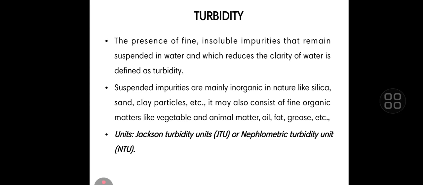Next one is turbidity. Turbidity is the reduction of clarity of natural water due to the presence of finely divided insoluble impurities suspended in the water. Its inorganic sources are clay, silica, ferric hydroxide, calcium carbonate, etc. The organic sources are finely divided vegetable or animal matter, oils, fat, grease, and microorganisms present in the water samples. It is one of the quality parameters of water.